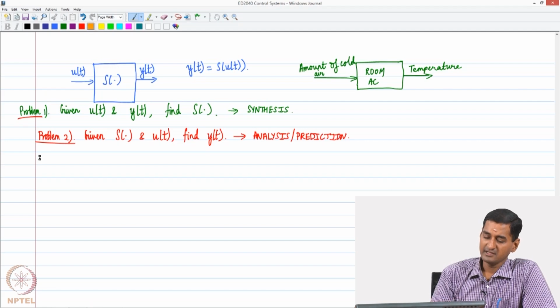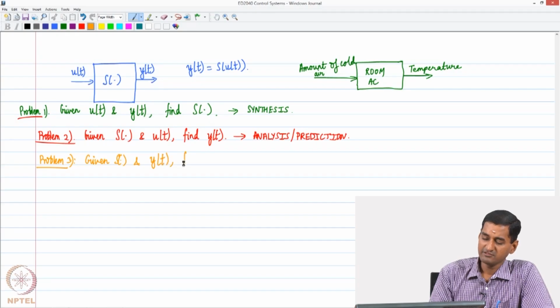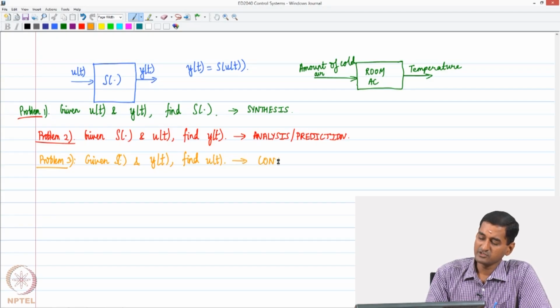We have looked at these two problems. Another problem which we can do once we complete the synthesis problem is that, given the mapping S and a desired output y of t, find u of t. That is the third problem that we can solve. This problem is what is called the control problem.